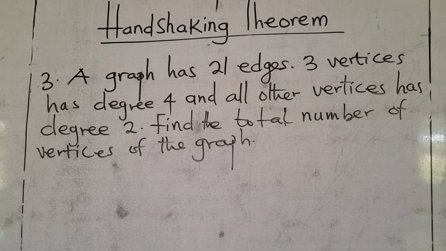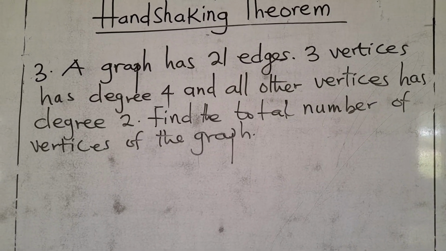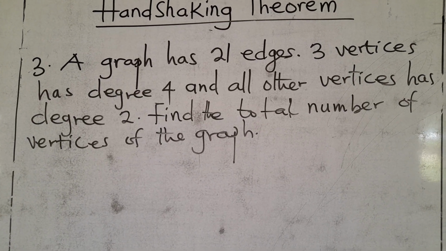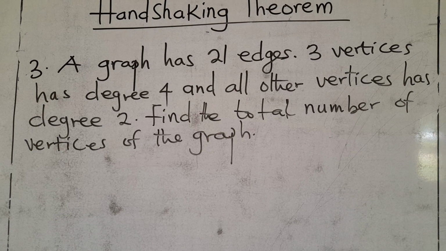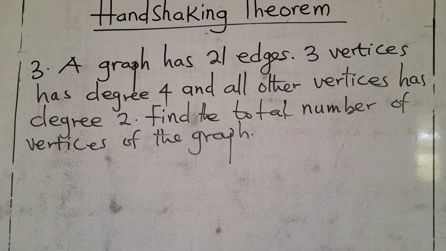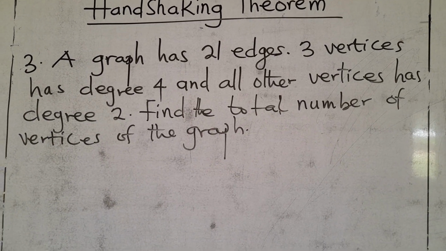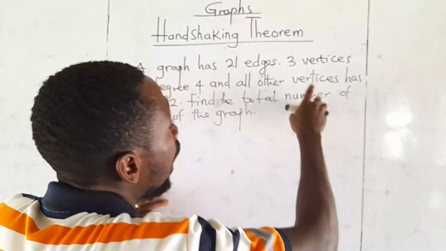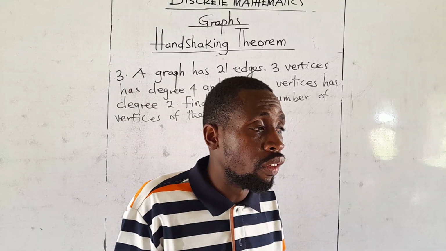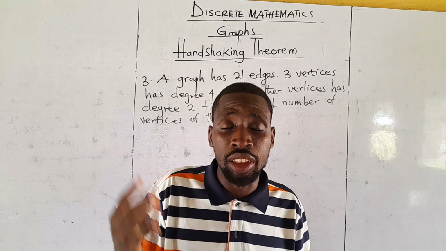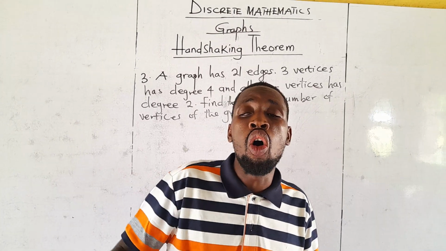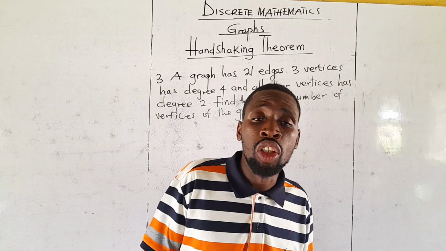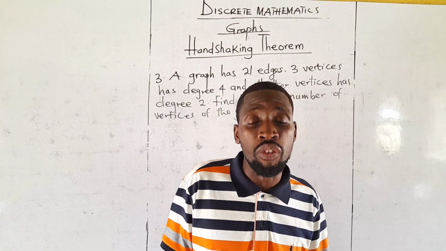So we look at our third example on the application of the handshaking theorem. A graph has 21 edges, 3 vertices have a degree of 4, and all other vertices have degree 2. We should find the total number of vertices of the graph. So we know that the graph has 21 edges, and 3 vertices of the graph each have a degree of 4, and all other vertices have a degree of 2. Our task is to find the total number of vertices of the graph.